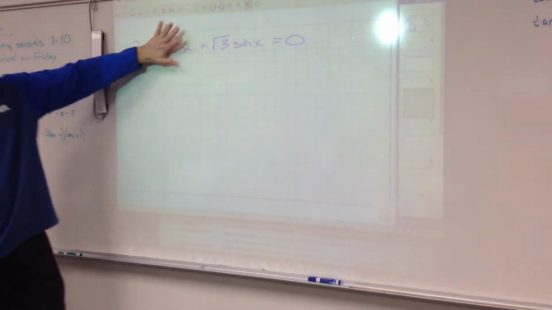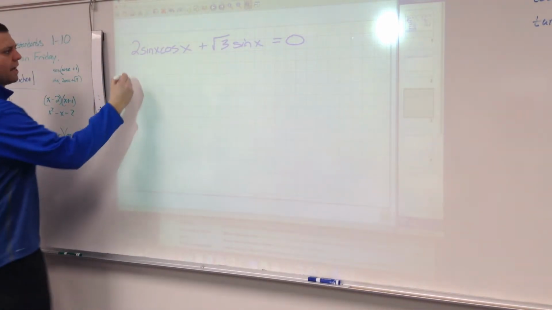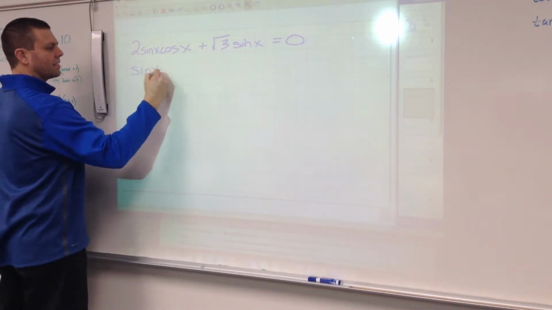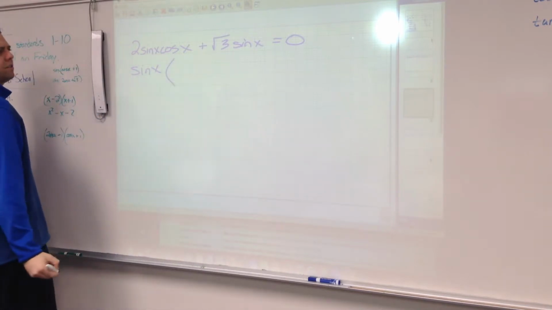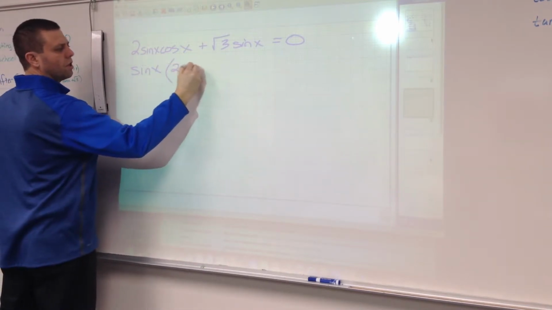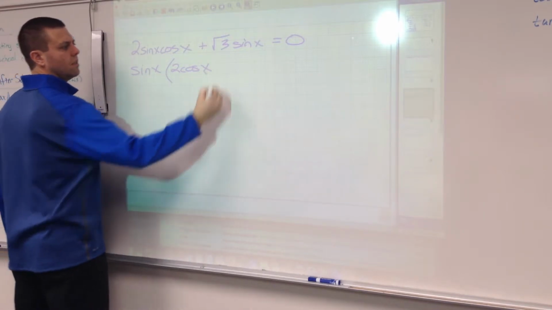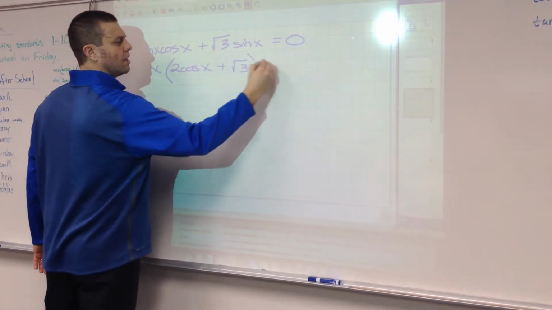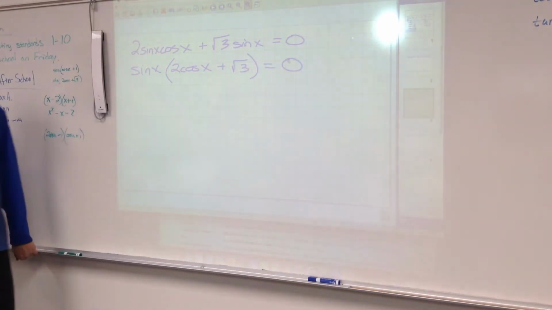What do both terms have in common? Sine x. So I'm going to take the sine x out. What would be left in my parentheses? 2 cosine x plus root 3 equals 0.